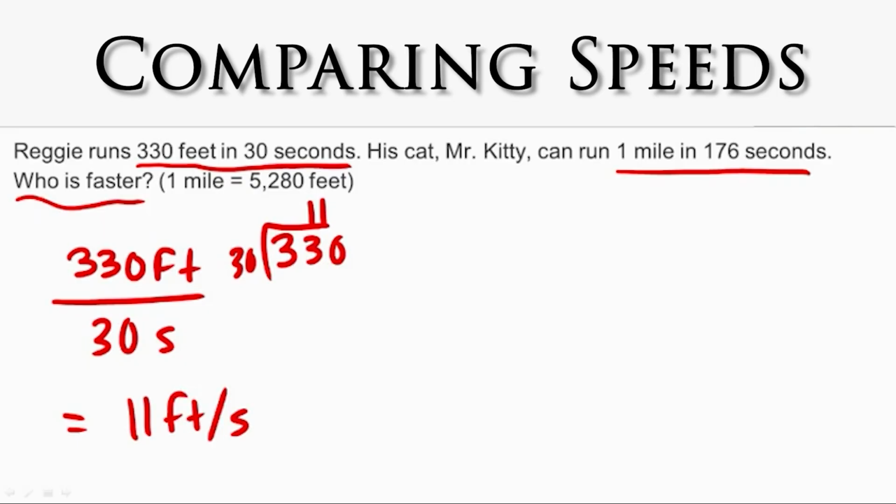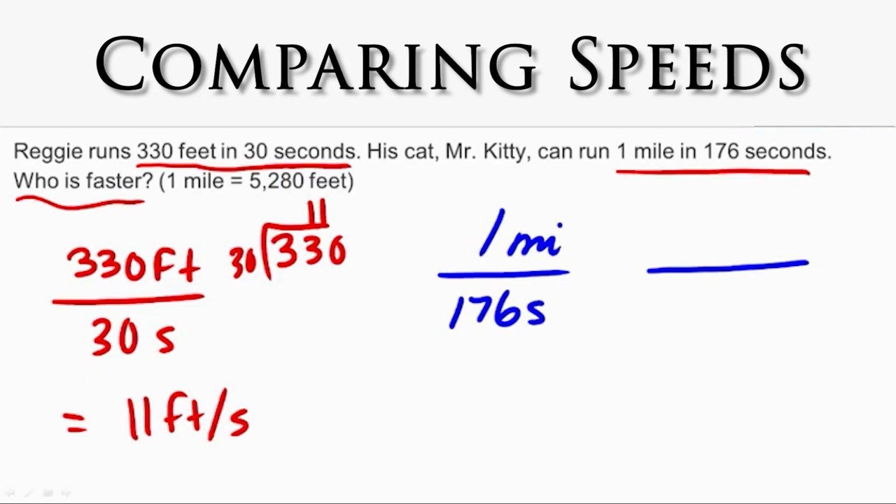Now let's look at Mr. Kitty. Mr. Kitty can run 1 mile in 176 seconds. Remember, speed is the rate of distance to time. So the distance is 1 mile, the time is 176 seconds. Now earlier I said in order to do a comparison we have to have the same units of measure. Well, miles per second is not the same as feet per second. So we need to do a conversion. We need to convert miles to feet using a conversion factor.